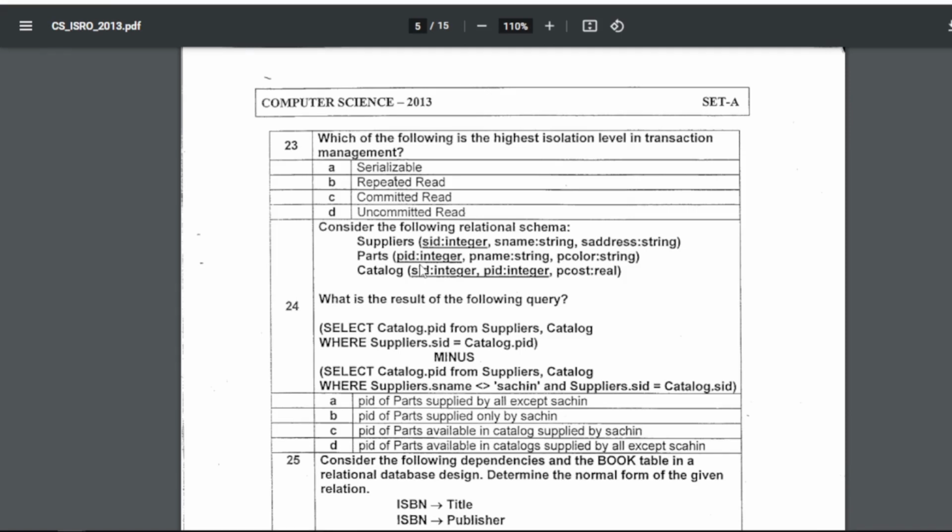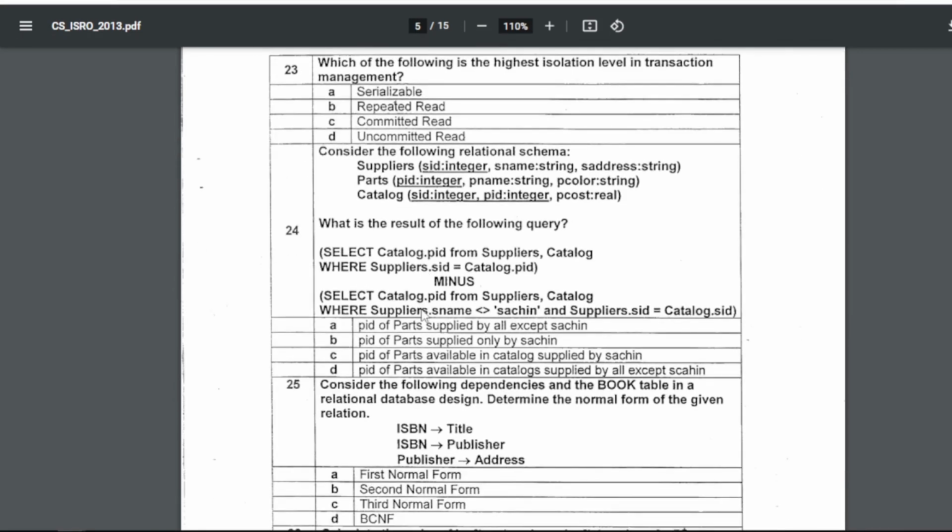That refers to transaction isolation level in DBMS, right? So for 23, A will be our answer, that is serializable. Now question number 24 is: consider the following relation schema: suppliers, parts, catalog. What is the result of the following query? Now if you solve this, you will see that this is the query that we have, right? And the answer for 24 will be B, that is PID of parts supplied only by Sachin, right?